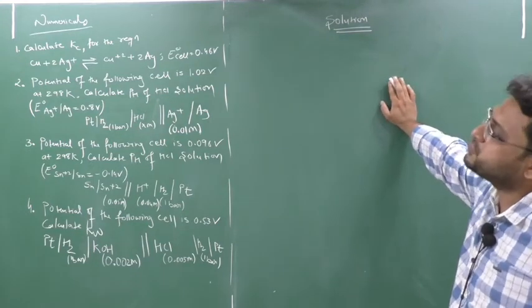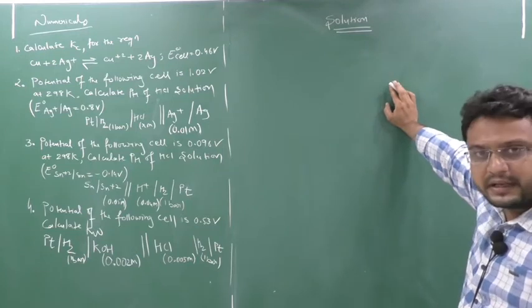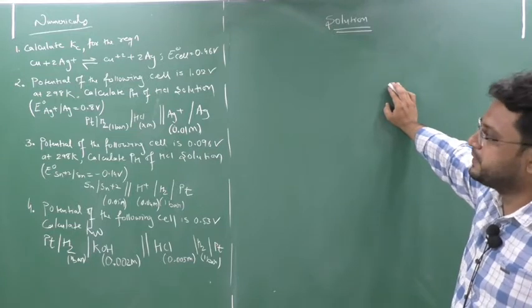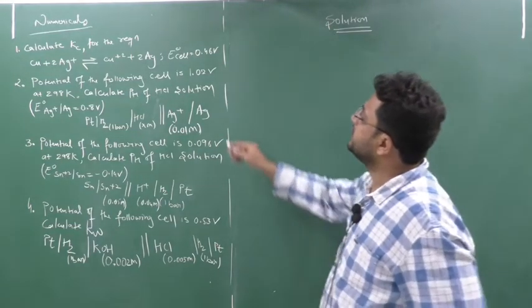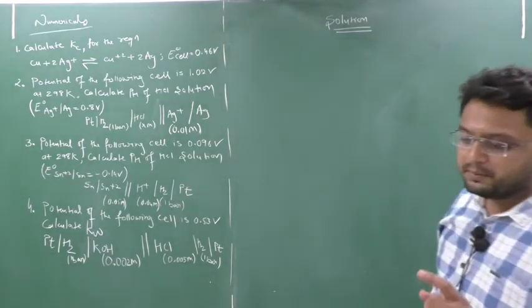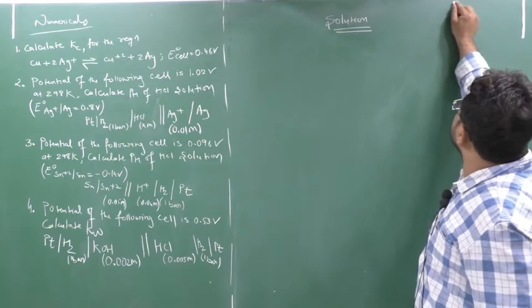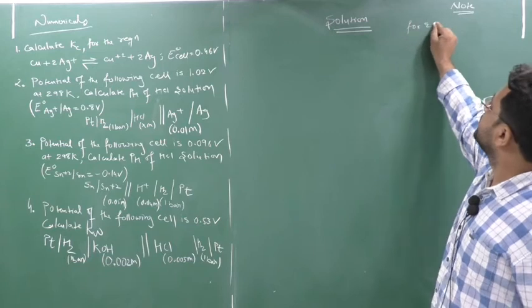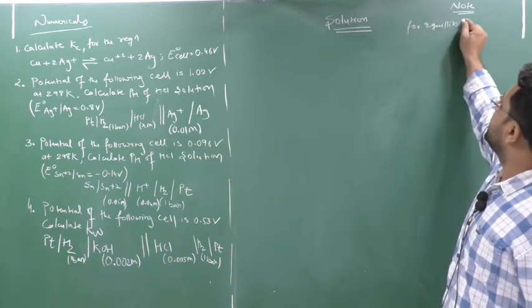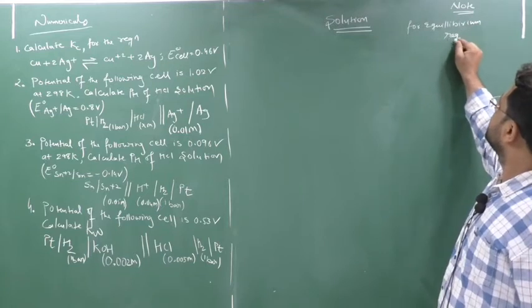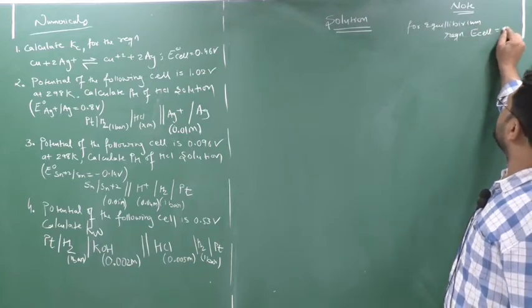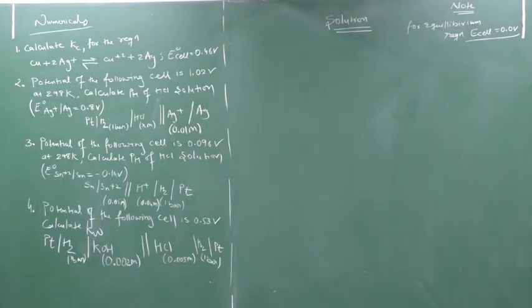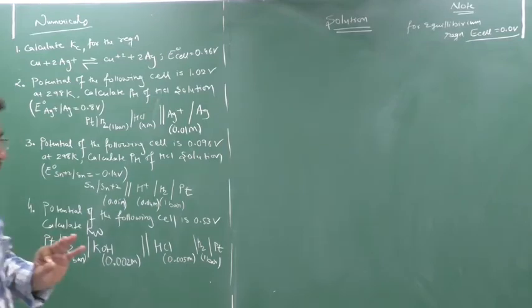So the first question is calculate Kc. But Kc means what? Equilibrium constant for the reaction Cu + 2Ag+ gives Cu2+ + 2Ag, and E naught cell for that is 0.46 volt. Before going to this question, make a note here, and the note is for equilibrium reaction, E cell equal to 0.0 volt. That is the one key point you have to remember.